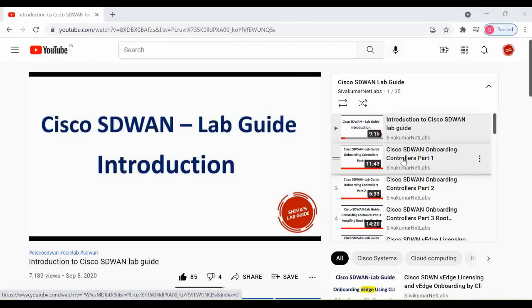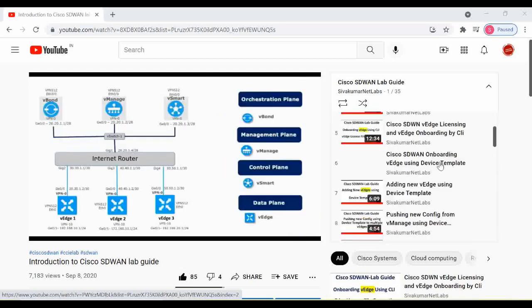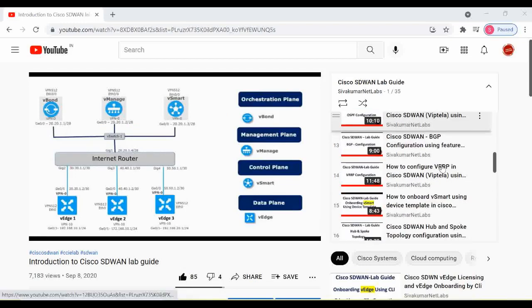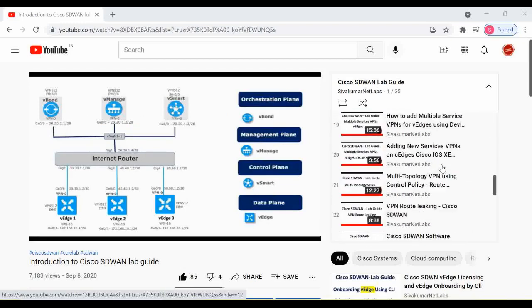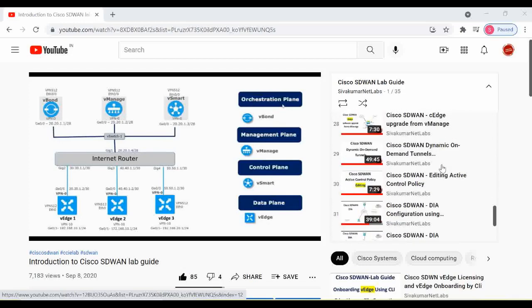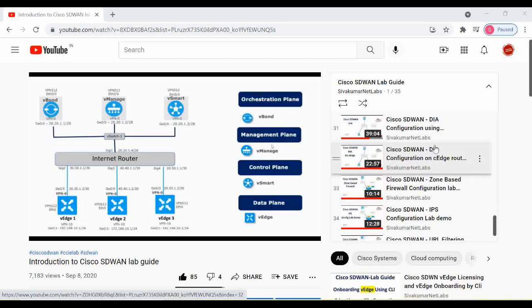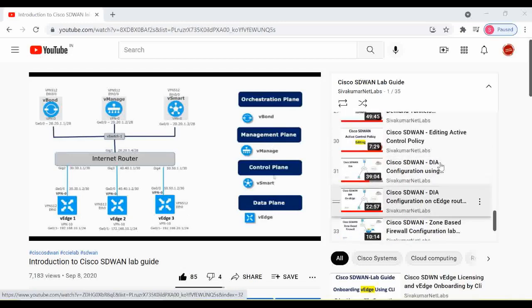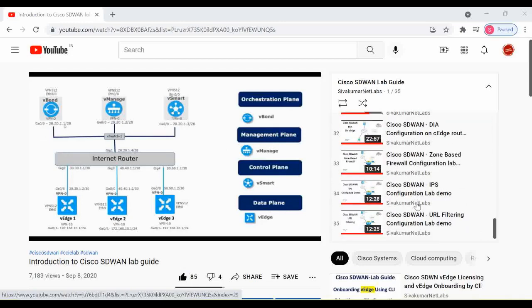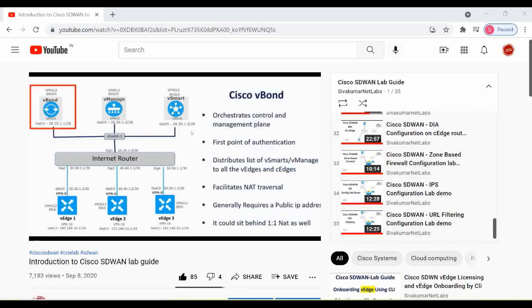So it starts with the introduction about onboarding the controllers and onboarding the branch devices, and about configuring OSPF, BGP, VRRP, hub and spoke topologies, and about doing the software upgrade, downgrades, and about configuring the direct internet access, and about some advanced topic like dynamic on-demand tunnels. Also, Cisco SD-WAN firewall features like zone-based firewall, IPS, and URL filtering.